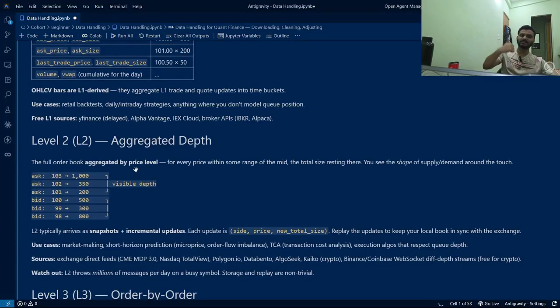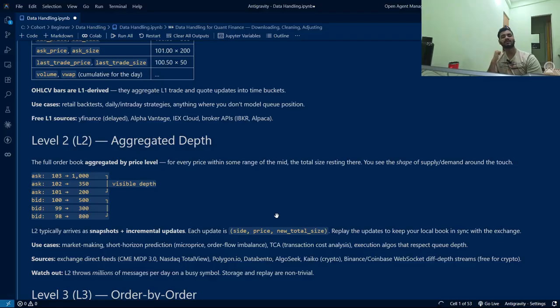Now, L2 is your aggregated depth. What do you mean by aggregated depth? It's like the full order book aggregated by price level for every price within some range of the mid. The total size rests there. Basically, you can see the shape of supply and demand around that specific touch, right?